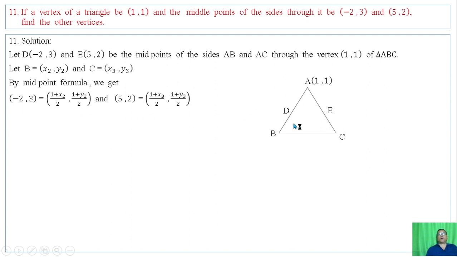D(-2, 3) is the midpoint of AB. Using the midpoint formula on this, we have this, and E is also the midpoint of AC. Therefore, using the midpoint formula on this side, we have this. Equating corresponding coordinates, this is equal to this.